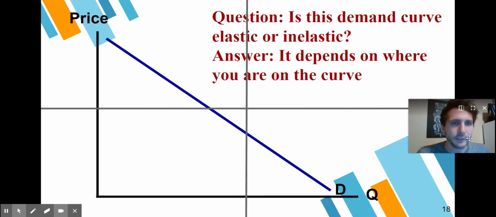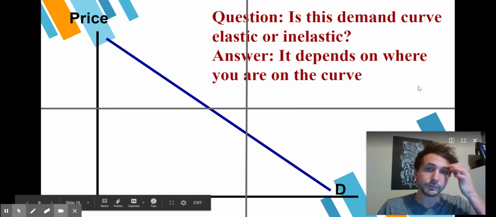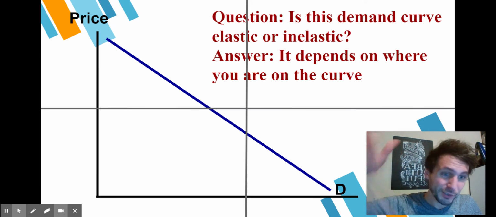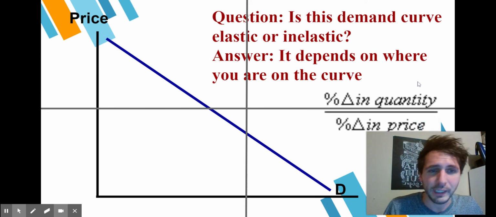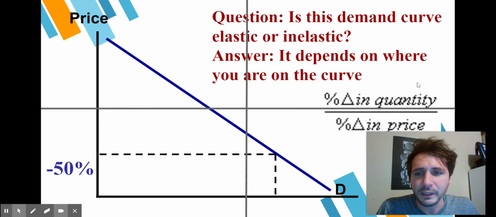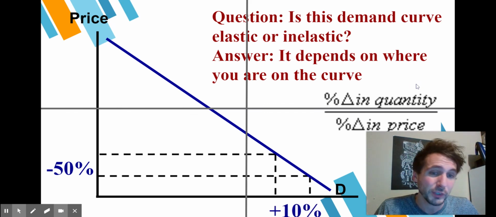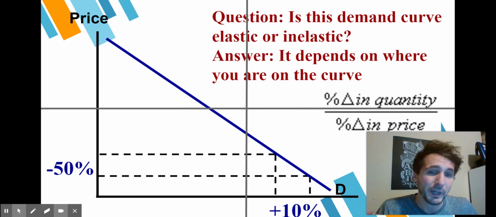Okay, so the question is, is this demand curve elastic or inelastic? And the answer is actually, it depends. If you look at it, you might say, hey, that's unit elastic. It looks like it's 45 degrees, but you need data. So let's check it out. If we use a coefficient, let's say the price changes by 50% and the quantity changes by 10%. What kind of a coefficient do we have? Well, percent change in quantity, 10, over percent change in price, which would be 50, or 1/5.